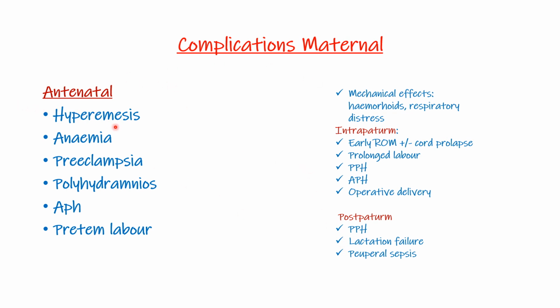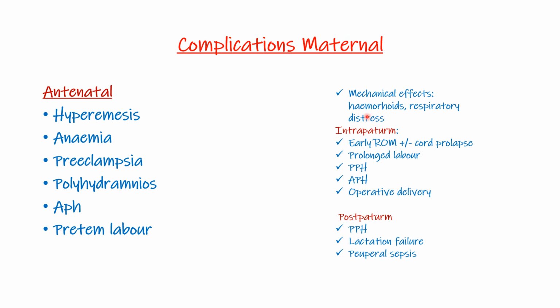So in terms of the antenatal, that is during the gestational period, we'll have hyperemesis, we'll have anemia, as we said, obvious because of the hemodilution. We'll have preeclampsia, polyhydramnios, because already we have two fetuses, which will have increased urine output, and we also have increased risk of antepartum hemorrhage and preterm labor.